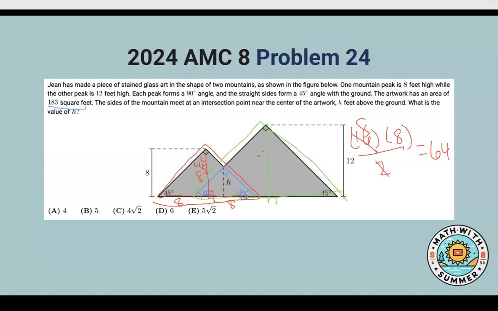Right angle here, this is 12. This should be 12 and 12. And then to find this, the base would be 24. Let me write over here: 24 times 12 divided by 2 is equal to 144. So we have a couple areas here. We know that the red triangle here is 64, the green triangle here is 144. And now let's find this blue triangle here.